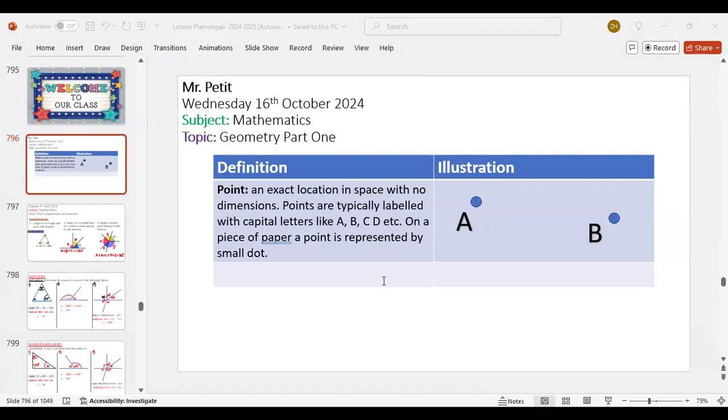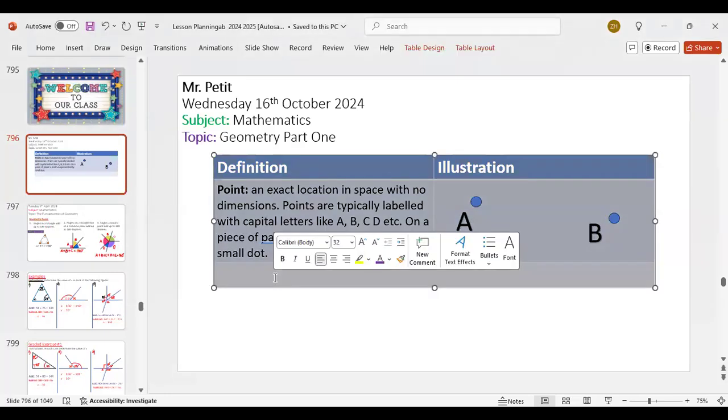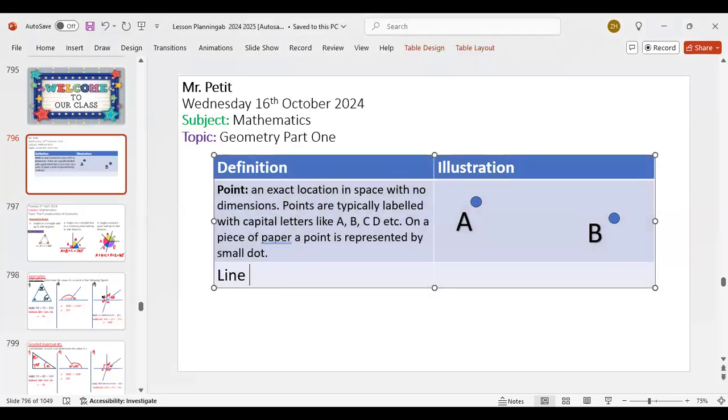Very good. All right, so we have a point. What's another important thing in geometry after a point? A line. What is a line? How would we define a line? So you have a point, but what is a line? A continuous dot? Actually, no. What is a line? A straight plane? Not a straight plane. How would you define a line?